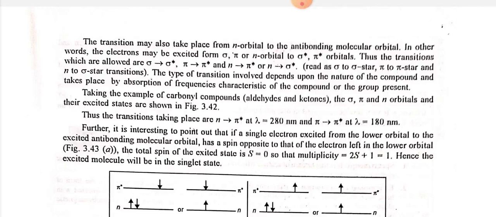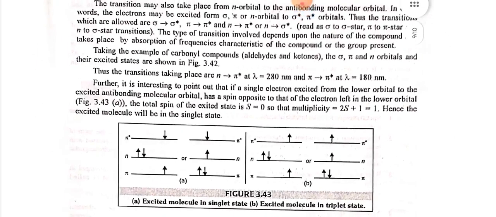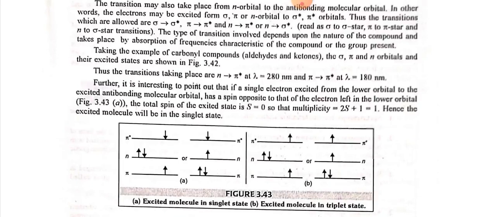Taking an example of a carbonyl compound, that is an aldehyde or a ketone, the sigma, pi and n orbitals and their excited states are shown in figure number 3.42. Thus the transitions that take place are n to pi star at a wavelength of 280 nanometer and pi to pi star at a wavelength of 180 nanometer.